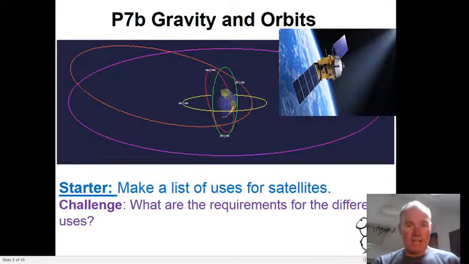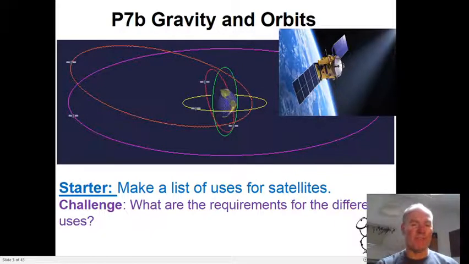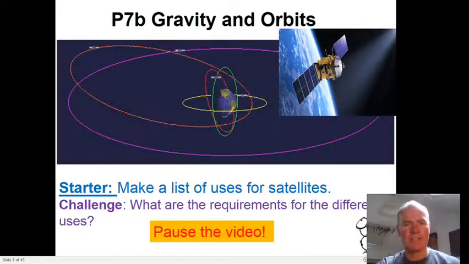So straight away into a starter really. Gravity and Orbits is what we're about, and there's an animation there of various orbits and the Earth at the centre and an illustration of a satellite. But first of all, we know about satellites, I would think, so make yourself a list. Pause the video, make a list of what satellites can be used for, and then beyond that, what are the requirements for these different uses? So pause the video and see what you can do with those.